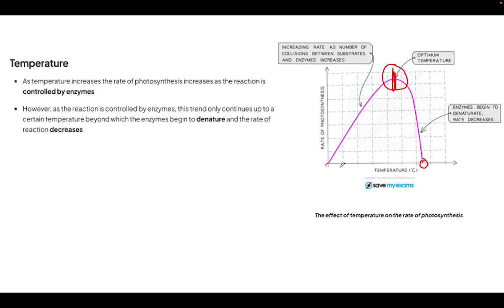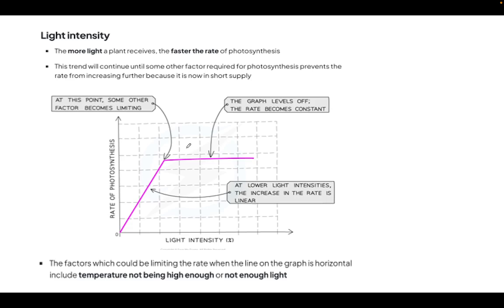So that means we don't stop by saying the more the temperature, the higher the rate of photosynthesis. It means it's up to optimum. After optimum, there is denaturation of enzymes. I want us to follow nicely here.